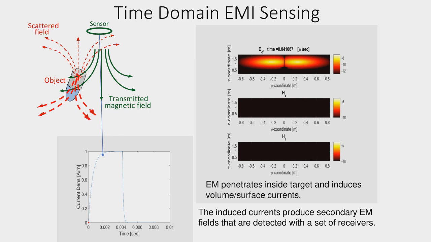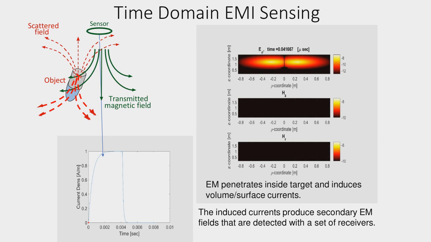And when we turn off, based on Lenz's law, the currents inside of this object will be induced currents that will oppose this change of the magnetic field. And then once we have taken out our primary field, we have a set of receivers, and our receivers will sense a magnetic field coming from the target itself.